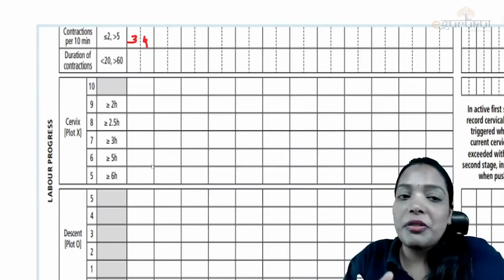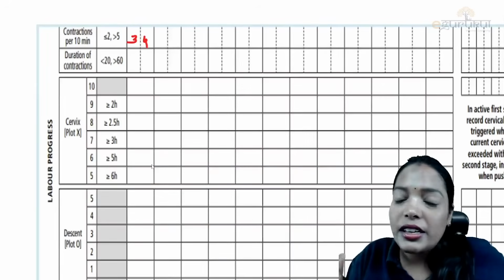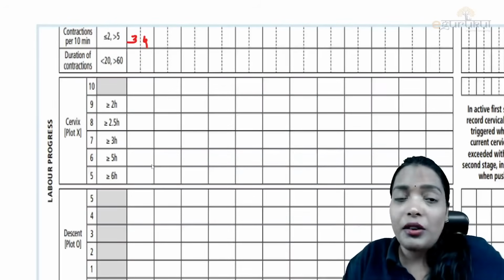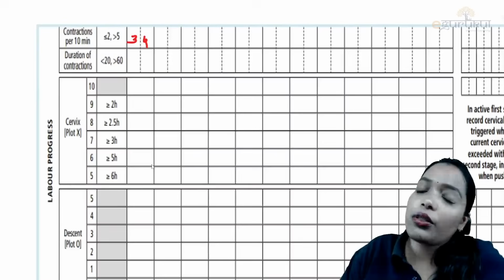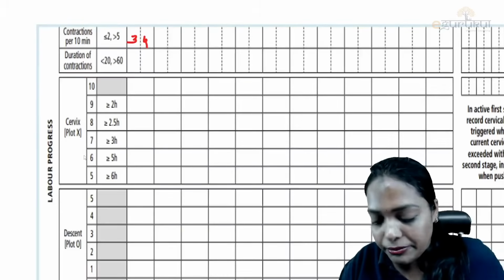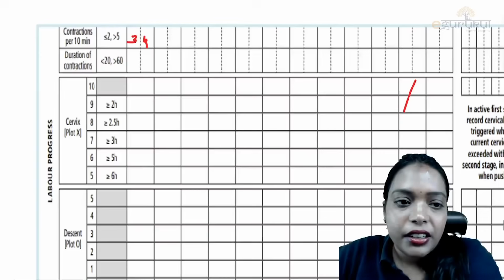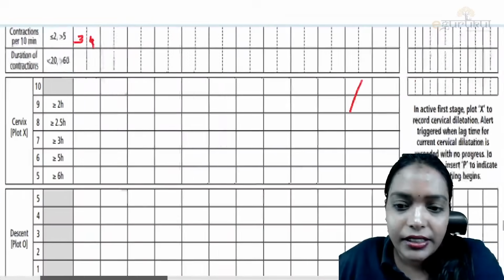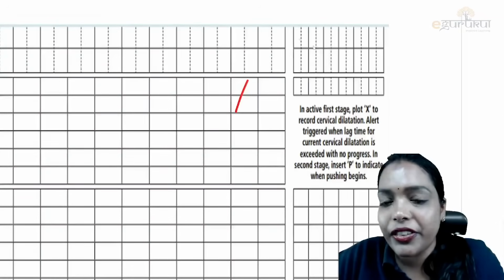Similarly, contractions between 2 to 5 in 10 minutes are good. But if it is less than or equal to 2 or more than 5, it is abnormal. Less than or equal to 2 is hypotonic contractions, and more than 5 is tachysystole. That is why they are alerts. So in the first stage you assess contractions every 30 minutes. In the second stage, you're going to measure contractions every 15 minutes.